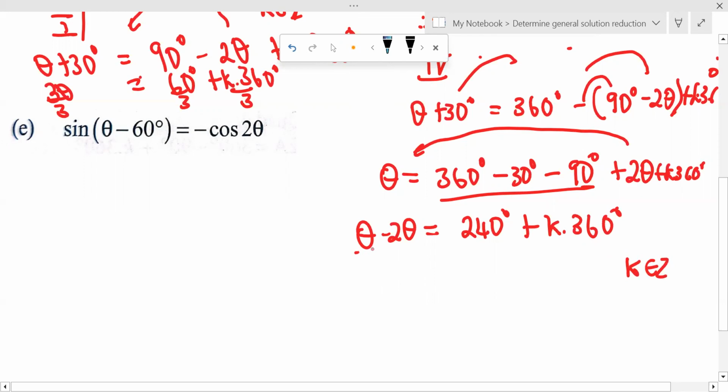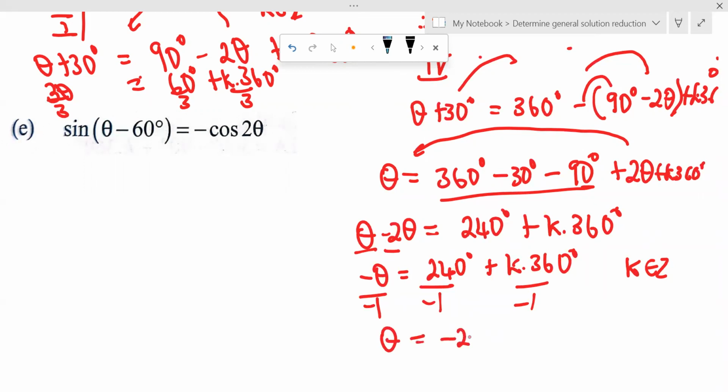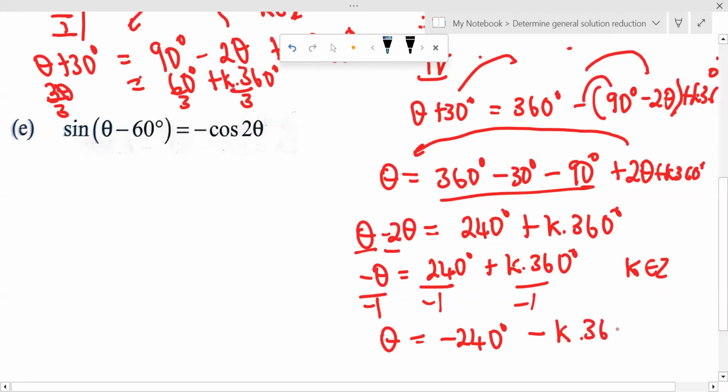But we're not done yet. If we say theta minus 2 theta, what do you get? So we have negative theta, which is going to be equal to 240 plus K multiplied by 360. Then we can divide by negative 1. It says theta is going to be equal to minus 240 minus K multiplied by 360. And then this is going to be our general solution for the fourth quadrant.